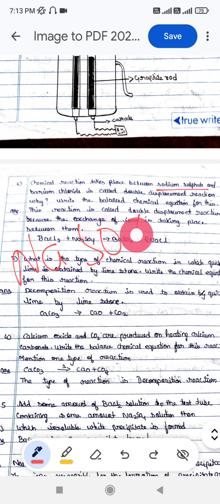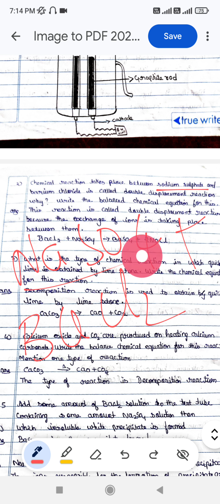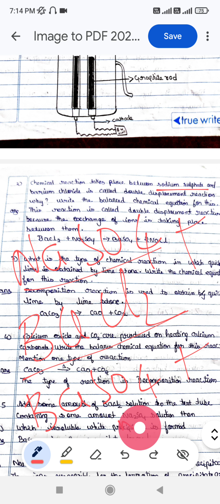Sodium sulfate, Na2SO4, plus barium chloride, BaCl2. Sodium sulfate reacts with barium chloride. So what will they produce here? They will produce barium sulfate plus NaCl, right? This is the balanced chemical reaction of this question.